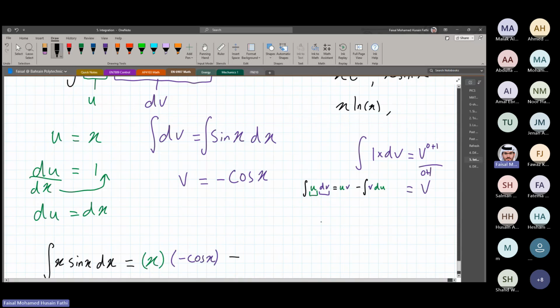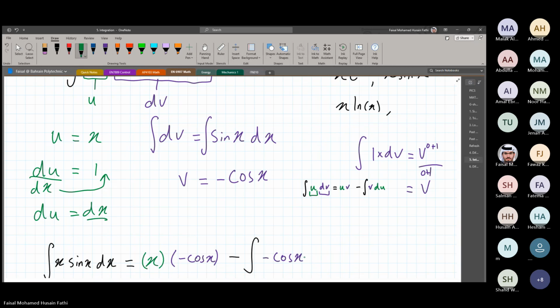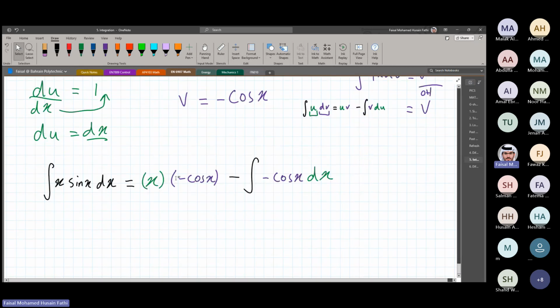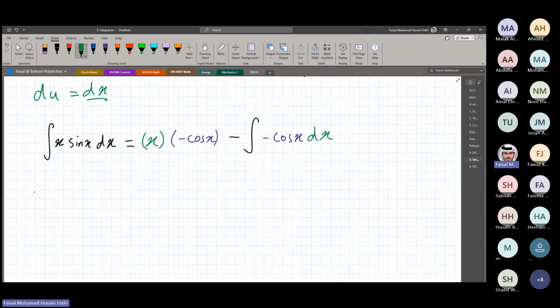Minus the integration of v. What is v? Minus cosine x. What is du? It's simply equal to dx. And that's it. And now you can solve this simple calculation. So this will be equal to x times minus cosine x, which is simply just minus x cosine x.